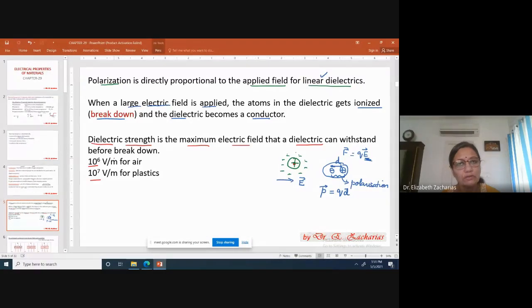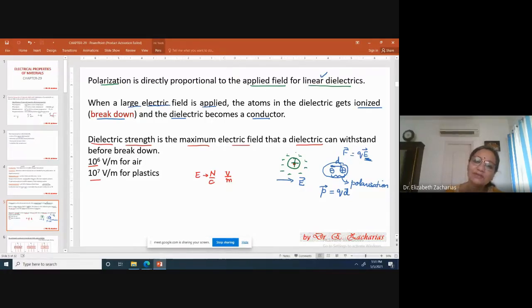Electric field unit. Newtons per coulomb. Newton per coulomb, very good. That is what one person said. Newton per coulomb is a unit of field. Okay. Now remember, volts per meter is also a unit of field.